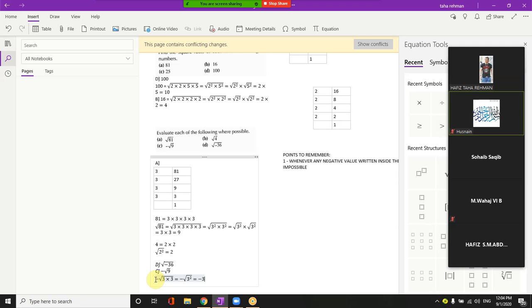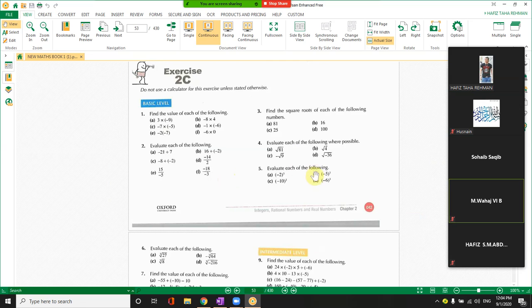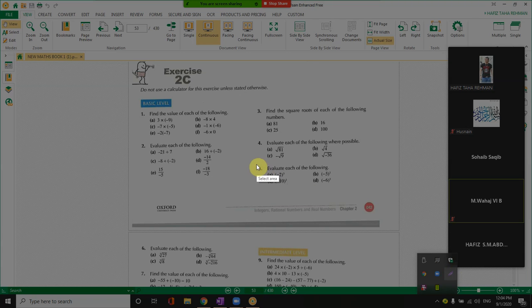Is there any problem now? No? Got it? Let's move ahead. No, sir. Very good. Now again moving towards the question, we have question number 5, evaluate each of the following. So I can copy this question to the OneNote so we can solve it easily.